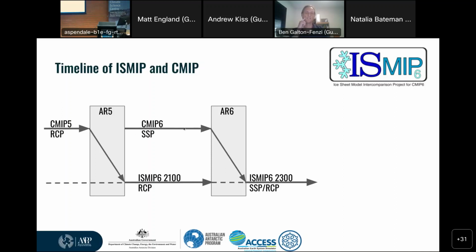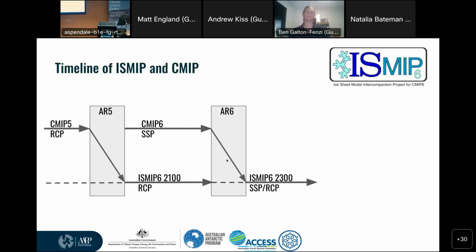We were desperately keen to be able to use climate model output from CMIP6 to force the ice sheets at that time. Those model outputs weren't available, so we had to make the decision to use CMIP5 outputs to force the ice sheet models. So they were forced using RCPs. These two things led into the AR6, so the 6th assessment report basically uses the ice sheet models forced from the CMIP5 DECK, which is a bit unfortunate.